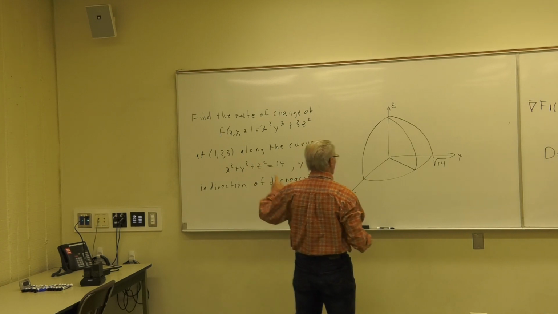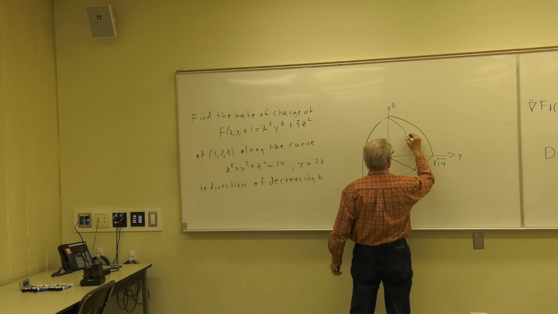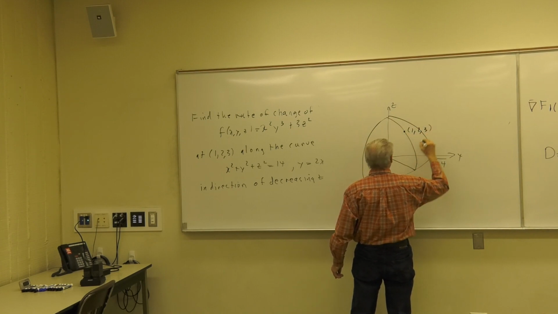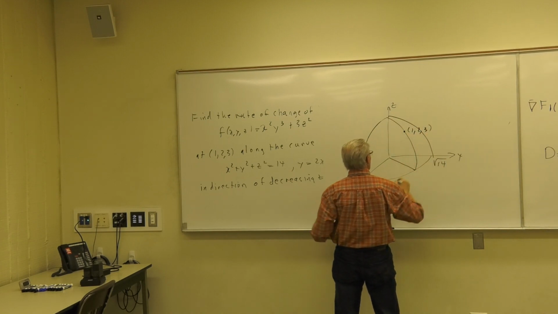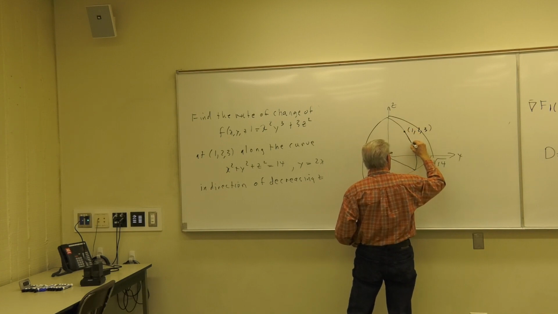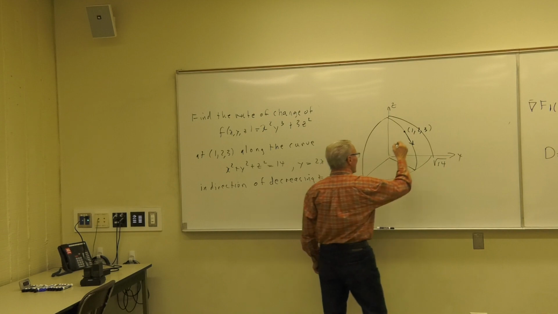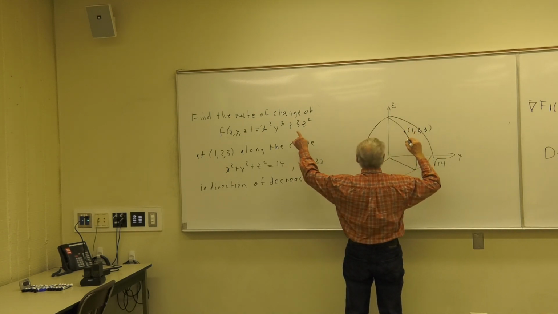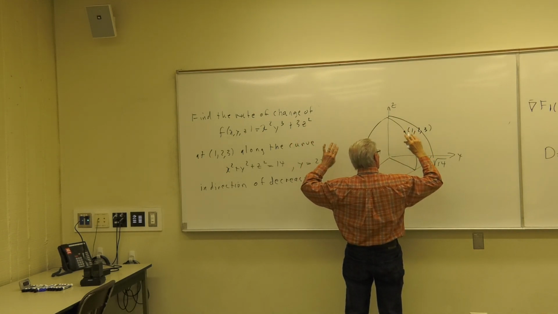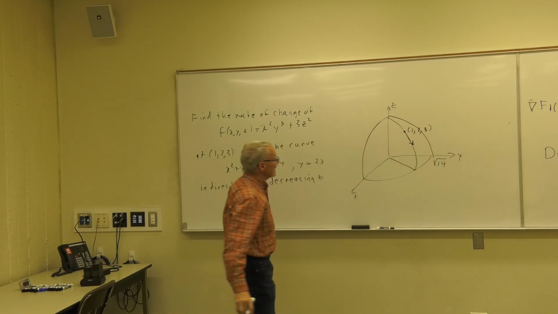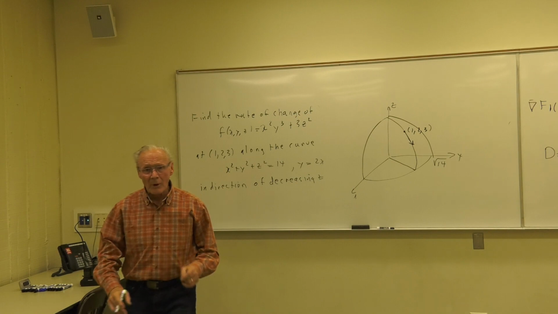We're supposed to be at the point 1, 2, and 3. So let's suppose there he is, 1, 2, and 3. And we're supposed to be going in the direction of decreasing z. That means this way. So you're at this point. I've got that function. You want to know how fast it's changing as you go in that direction at that point.